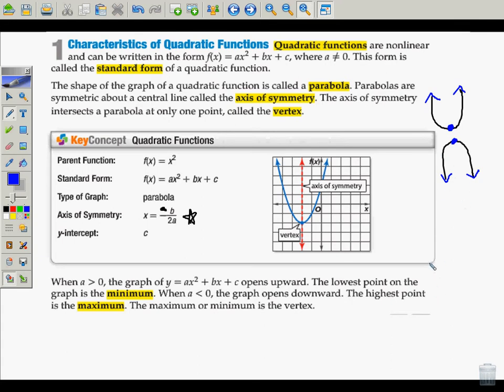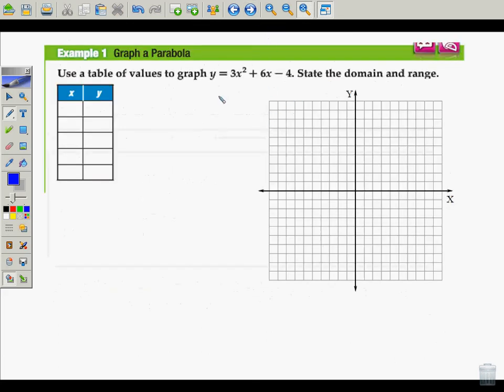When we want to look at a graph, we're first going to use a table of values to graph y equals 3x squared plus 6x minus 4, and we're going to state the domain and the range. I'm just going to pick a few numbers that I know will work: -1, 0, 1, -1, and -2. I'm going to plug those in for x. I'm not going to show all the work for each one. I'm just going to do it one time, and hopefully it makes sense.